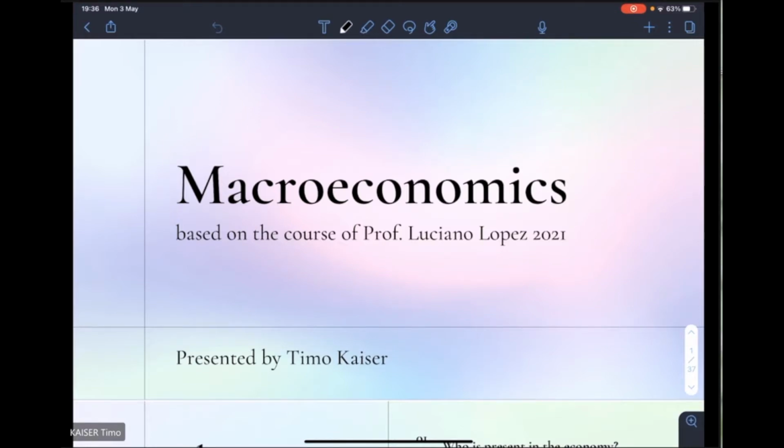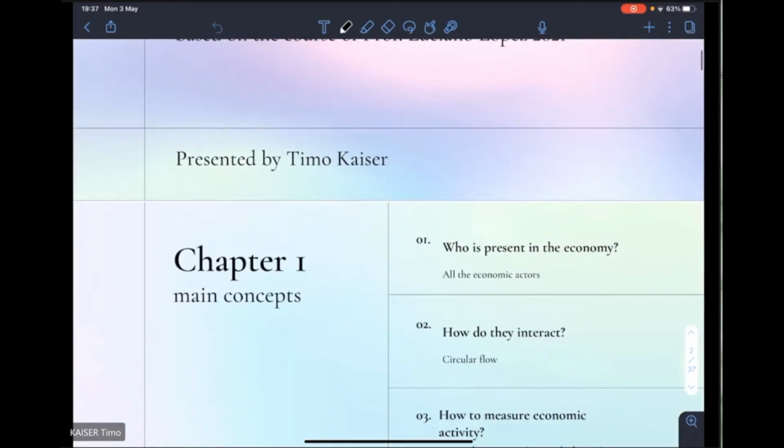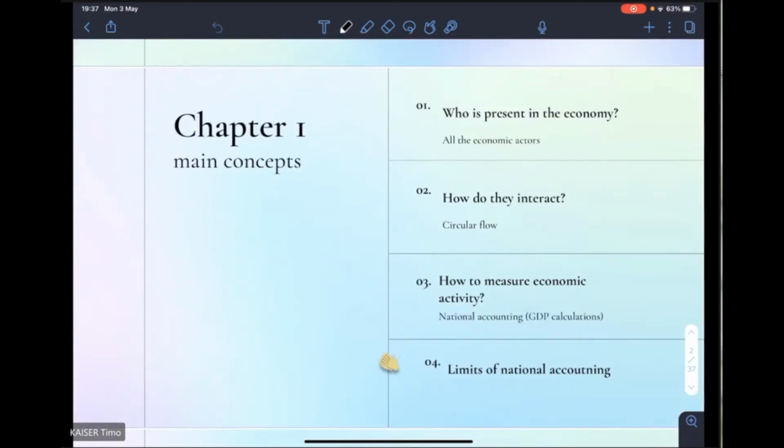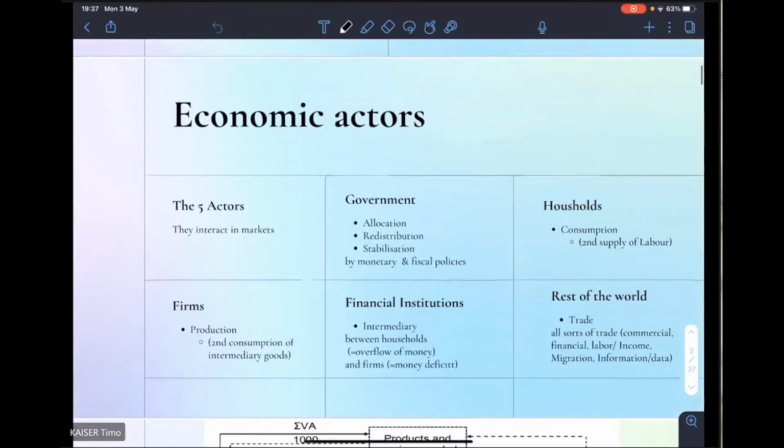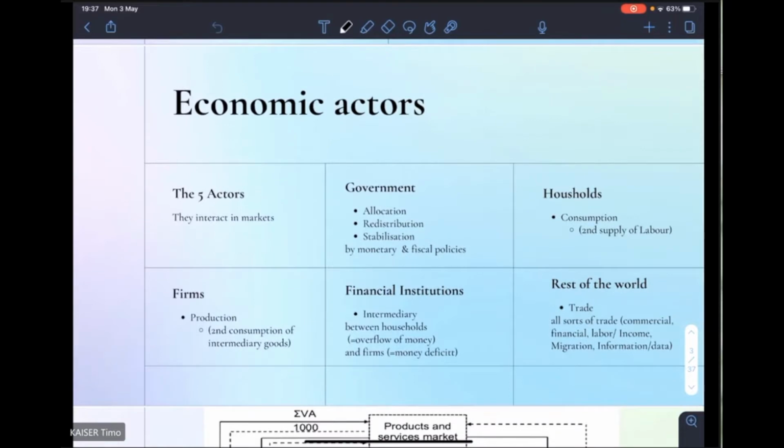I split the tutoring into 3 different chapters, and also the PowerPoint presentation, which you can find on our website. It's 3 different chapters for the 3 different topics that will be on the midterms. We will first start with the main concepts. Afterwards, we will look at the Keynesian model. And thirdly, we'll look at the money chapter. So let's start with the first chapter, the main concepts, which is split into 4 smaller chapters. First things first, some theory.